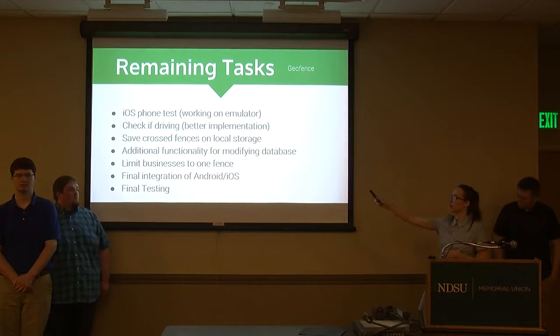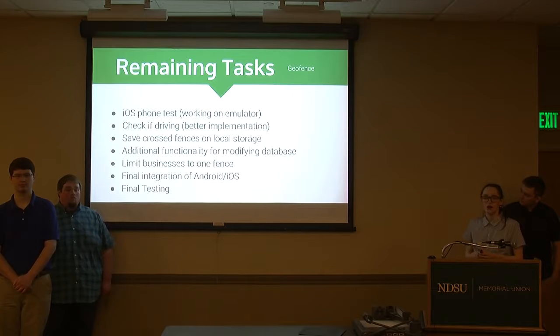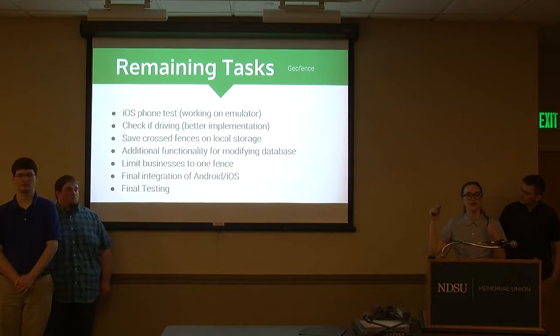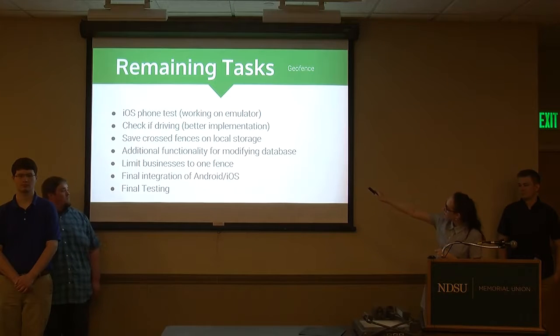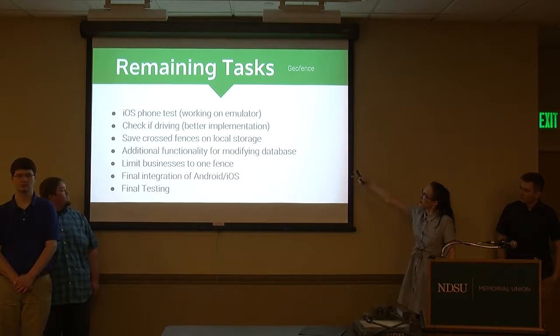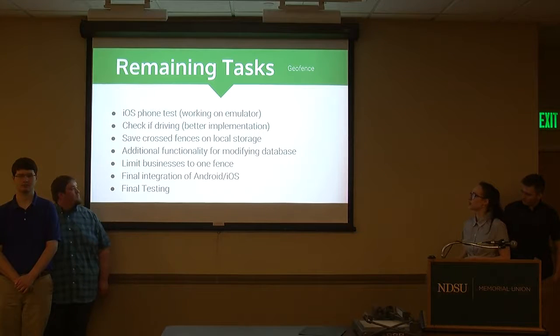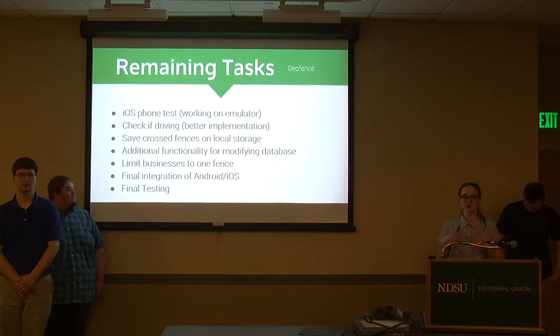We also want to check the speed checking functionality and get a better implementation of that. We also need to make sure that we're saving cross geofences on local storage, because right now if you close out the app, the notification delay won't work as well. We also have these two right here, the second to last ones. Those are more functionality that would have been nice for leading into the web app development, which the businesses will need and they'll use to set up geofence notifications, and then final testing with all of this stuff.